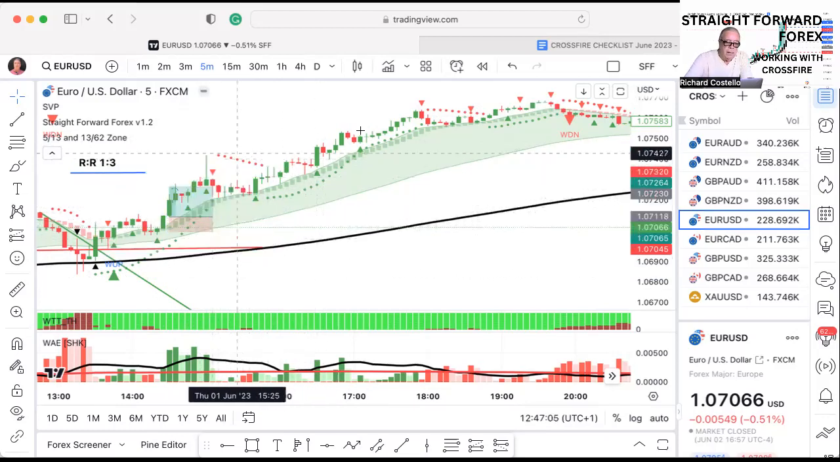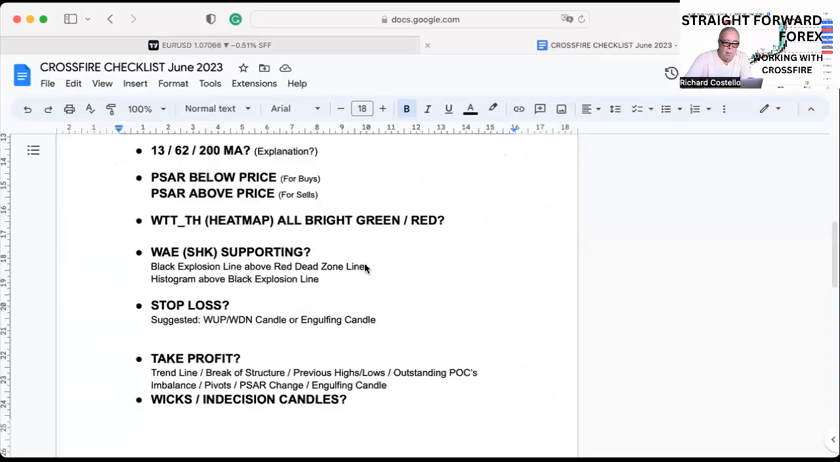So that's covered. I'm going to go back to my checklist, just make sure where we are. We're actually talking about stop loss, and there are alternative stop losses that you can take. You can take the wave up or the wave down candle, or you can take a nearby engulfing candle. You need to decide in advance which engulfing candle you're going to take, or which of those candles you're going to take, in order to have a sensible, safe stop loss. So I'm going to move on now to take profit.